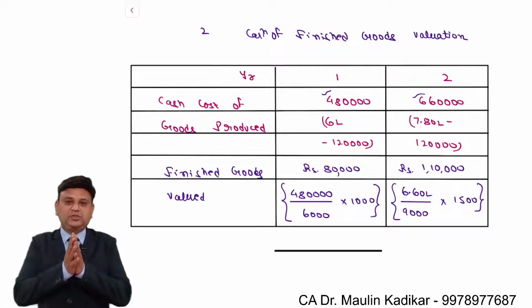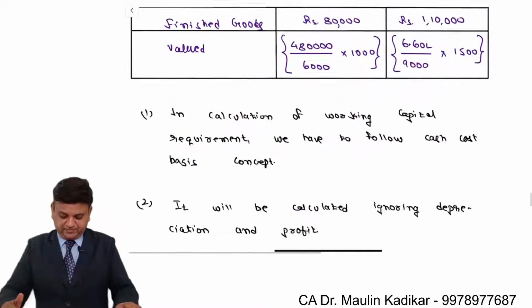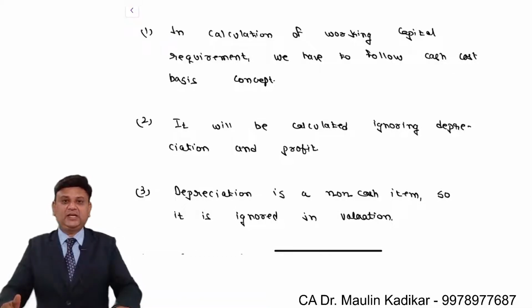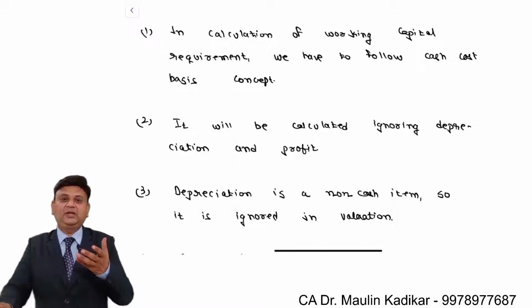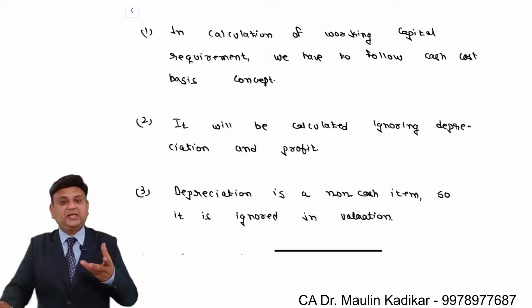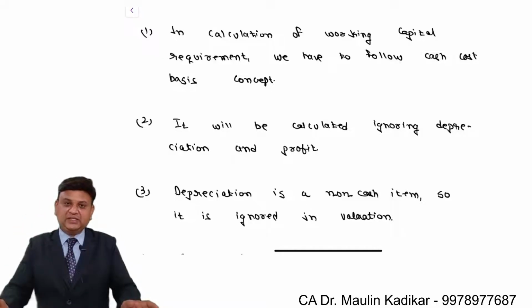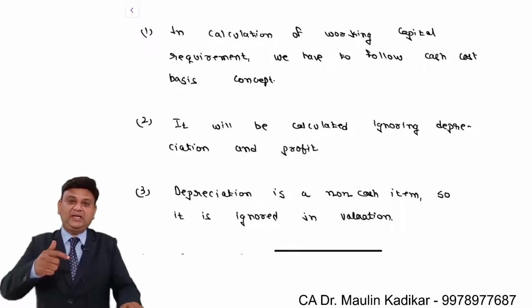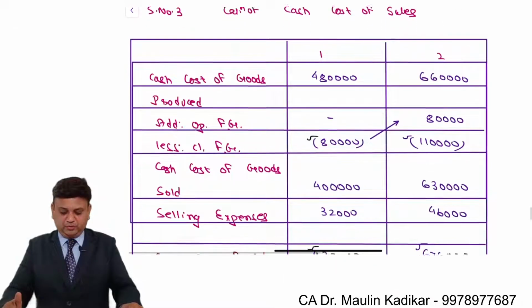Okay, so cost of goods produced is calculated, and based on that we have computed the finished goods. I have dictated an important note to you that WIP valuation and finished goods valuation will ignore depreciation. For debtors valuation, we will subtract not only the depreciation but also the profit element, because the debtors are generally valued on the sales value and the sales include the profit, and we do not have to make any investment for the profit. For that I have dictated an important note to you.